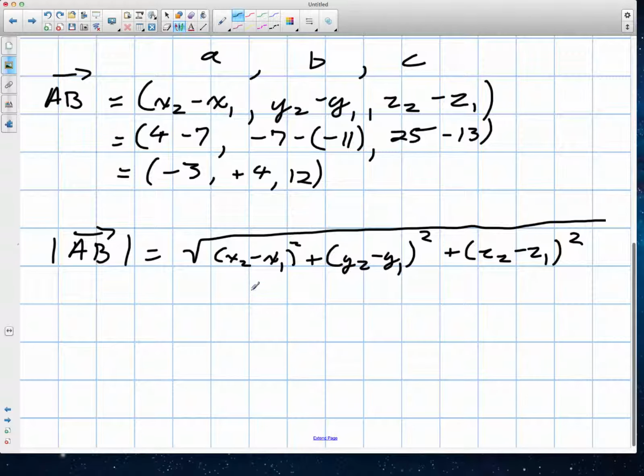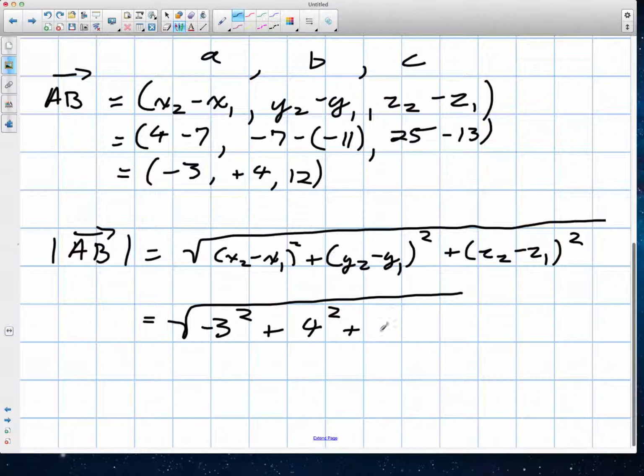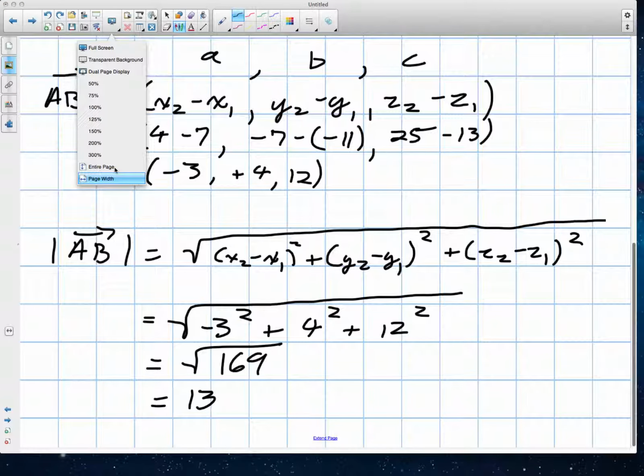Now luckily we've already figured out what x2 minus x1 is. It's negative 3, so we're going to square it. It's all being square rooted. Plus we know what y2 minus y1 is. It's 4, so we square it. And z2 minus z1 is 12, so we square it. We square all those, and it ends up to the root of 169, which is a value of 13. Okay, I know I did the last calculations quickly.